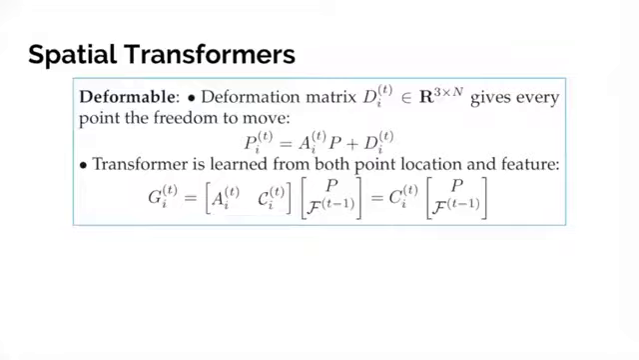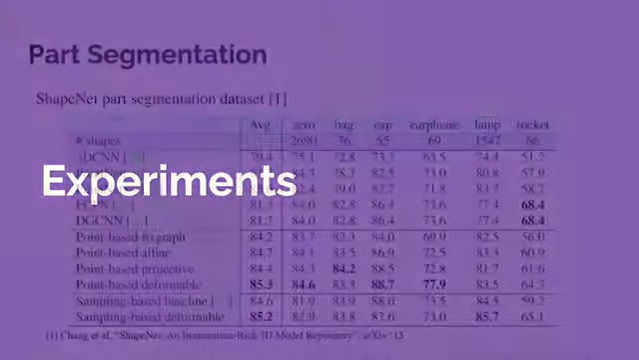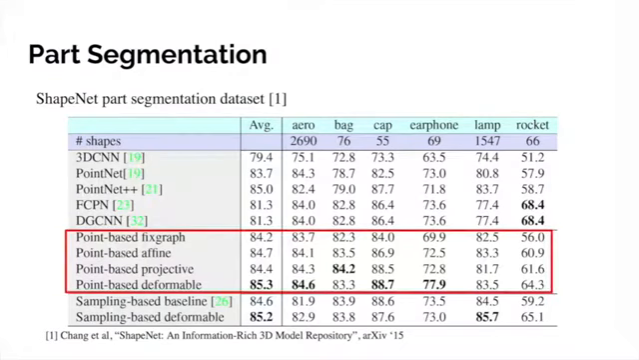We evaluate the performance of the spatial transformers on three tasks. Since we propose a transformer module, we add the transformer to existing work without changing other components such as network architecture. We first conduct experiments on the ShapeNet part segmentation dataset.